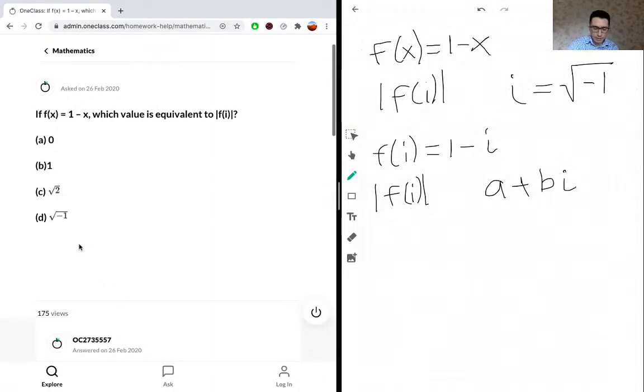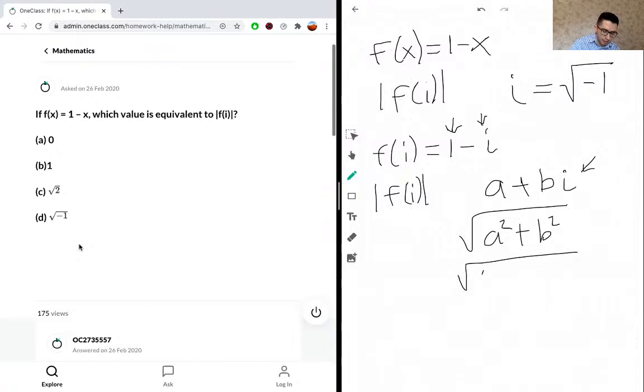The magnitude of this standard form is the square root of a squared plus b squared. So we know this is the magnitude for any number that is in this format. Substituting, 1 is equal to a and -1 is equal to b, so we have the square root of 1 squared plus -1 squared. And this gives us square root 2. 1 squared is just 1, -1 squared is also just 1. So we have 1 plus 1, which will give us 2. So we have square root 2.